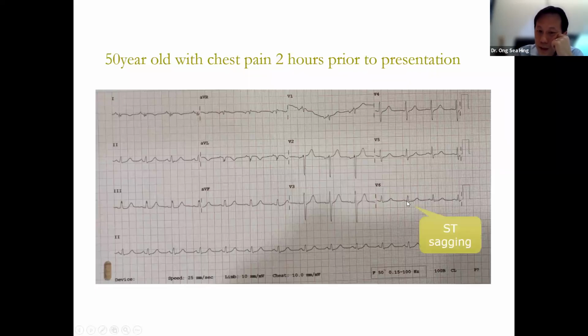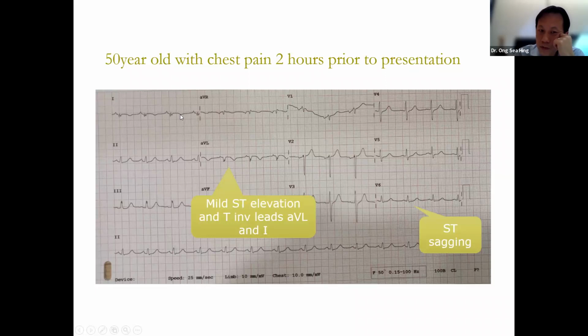So number one, there is very subtle ST sagging in V6 and a little bit in V5. It's very subtle. You have to kind of imagine it a little bit, but you can see the ST segment is about 0.5 to 1 millimeter down. And number two, don't miss the T inversions in AVL as well as lead 1.